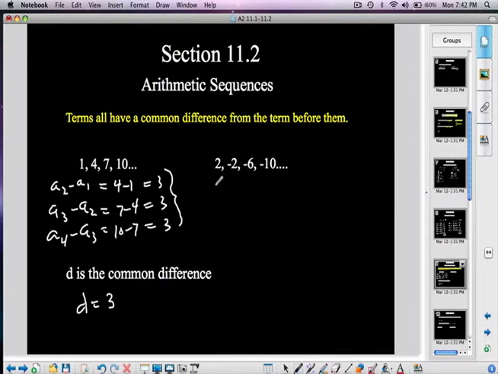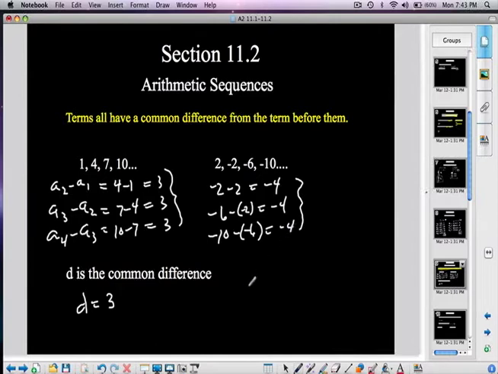And here if I do the same thing, I'll have negative 2 minus 2, that's equal to negative 4. I'll have negative 6 minus negative 2, that's equal to negative 4. I'll have negative 10 minus negative 6, that's equal to negative 4. So again, I have a common difference, and the difference d is equal to negative 4. Being able to identify d is very important because we use the common difference and the first term to be able to write the rule for the sequence.